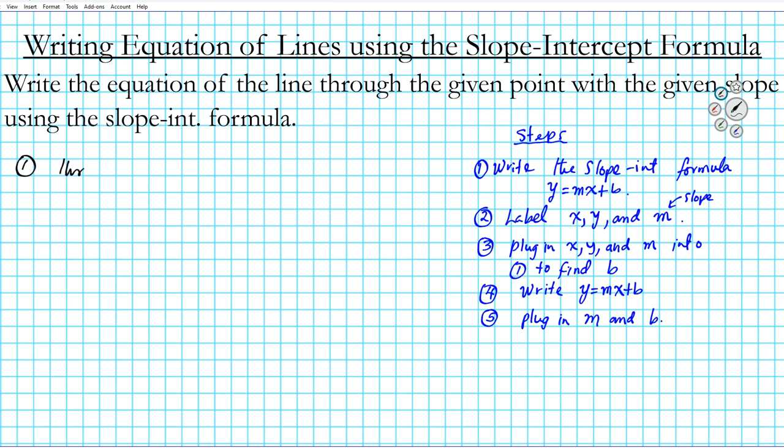Let's say the line goes through the point 2, 3, and that line has a slope of 2. So what's the equation of the line that goes through this point and with that given slope? Alright, so first step, write down your slope-intercept formula, which is y equals mx plus b.